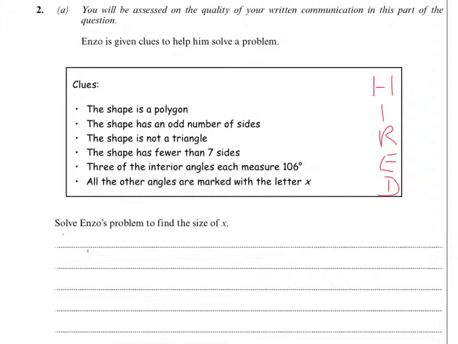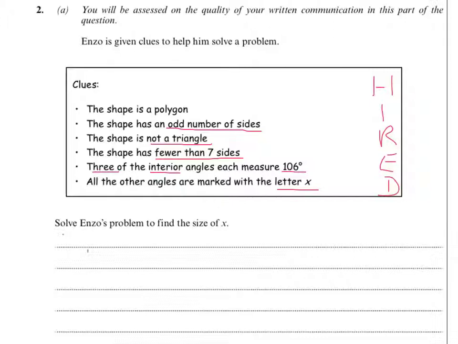What we're going to do is first look at the question that we've been given and highlight any key information that we think would be useful in answering the question. So looking at the stages, the shape is a polygon. The shape has an odd number of sides. That looks useful. The shape is not a triangle. It has fewer than 7 sides, and 3 of the interior angles each measure 106 degrees. All the other angles are marked with a letter X.